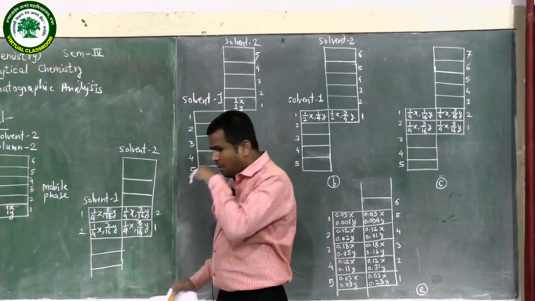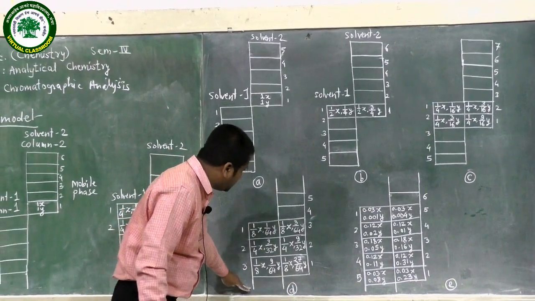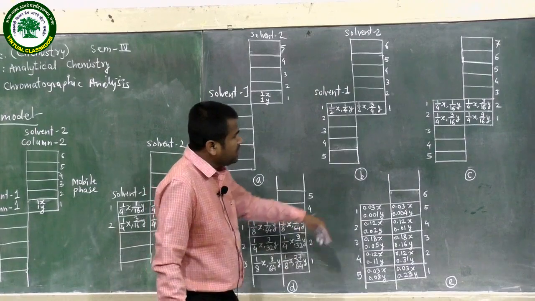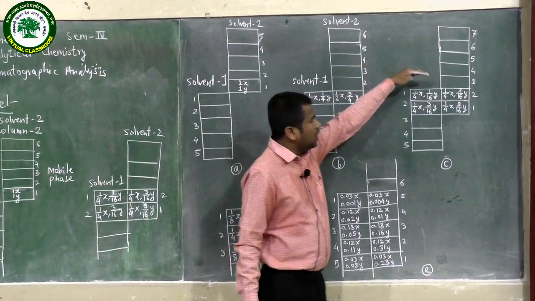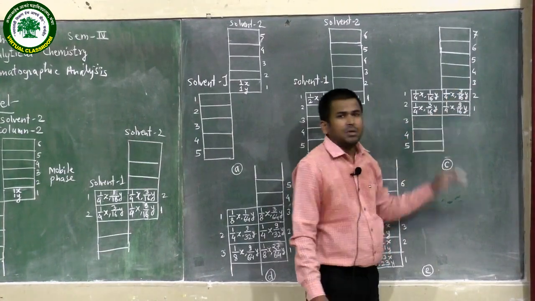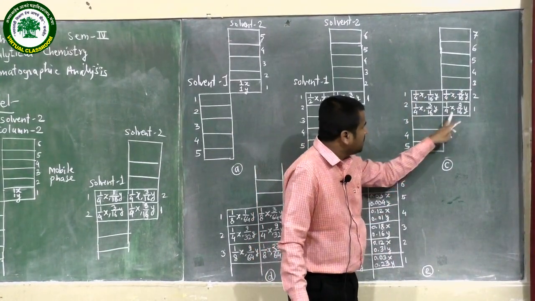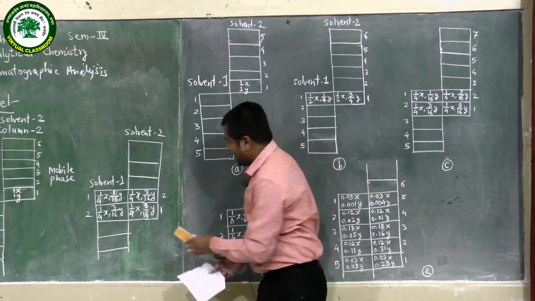Now come to the next picture, that is D. Again we place one box of solvent 2 over column 2 and push it down by 1 unit. So what happens when we push it down 1 unit? Here we get the picture like this.